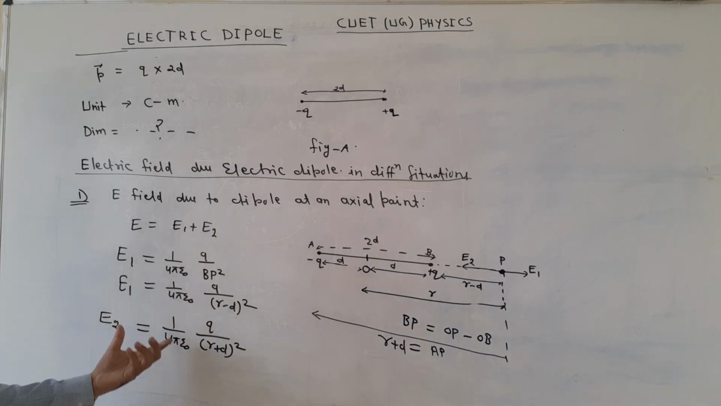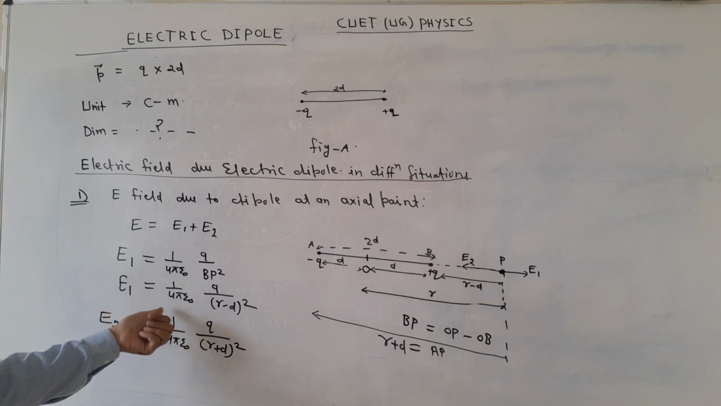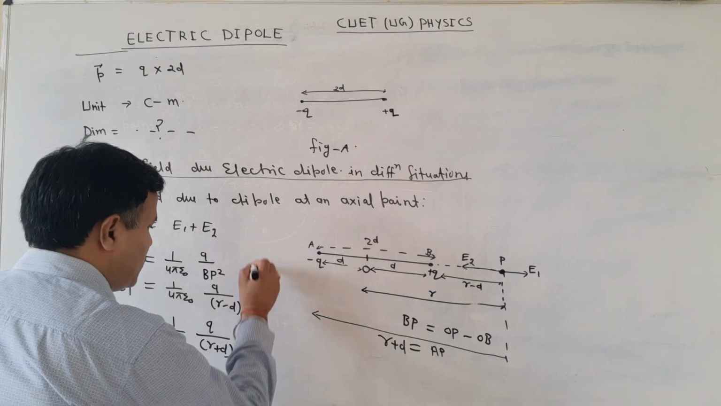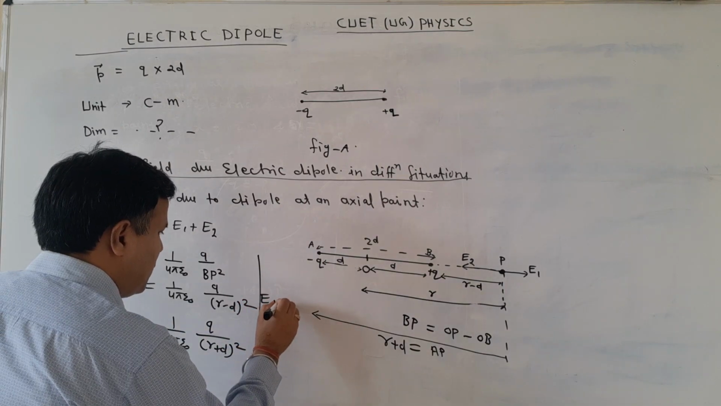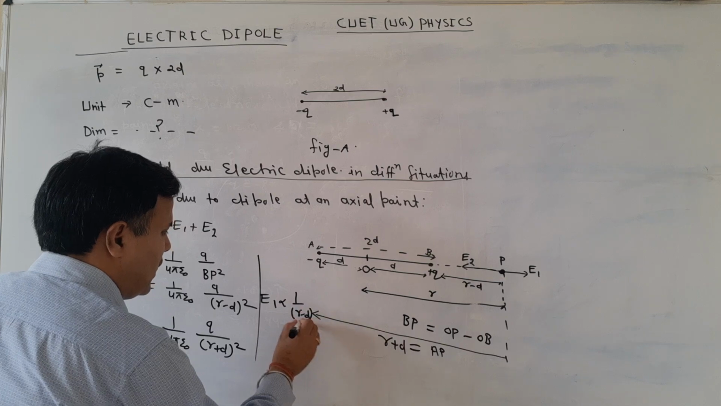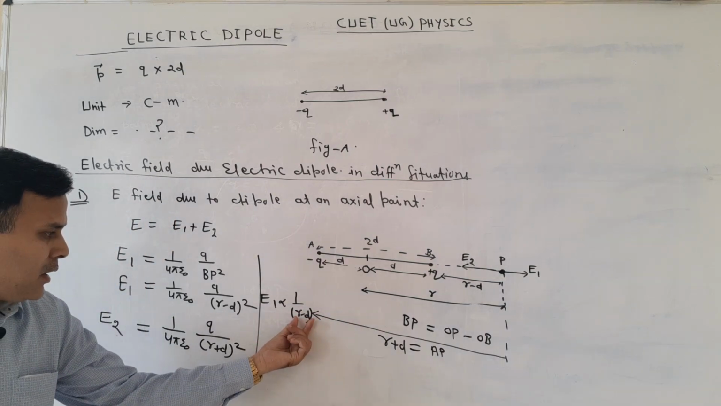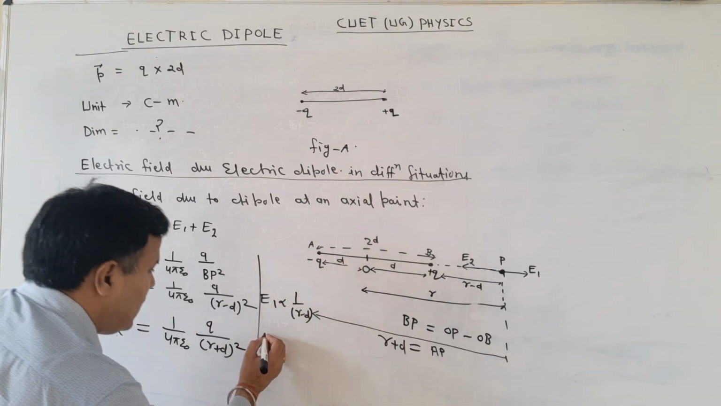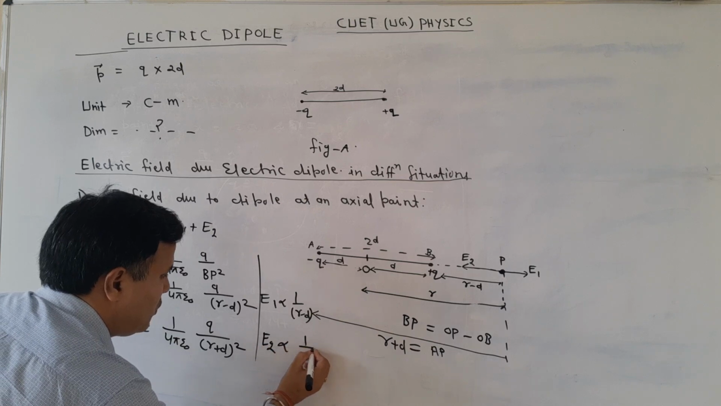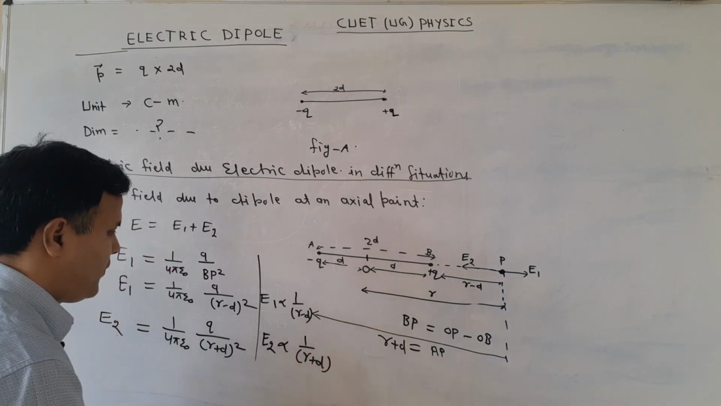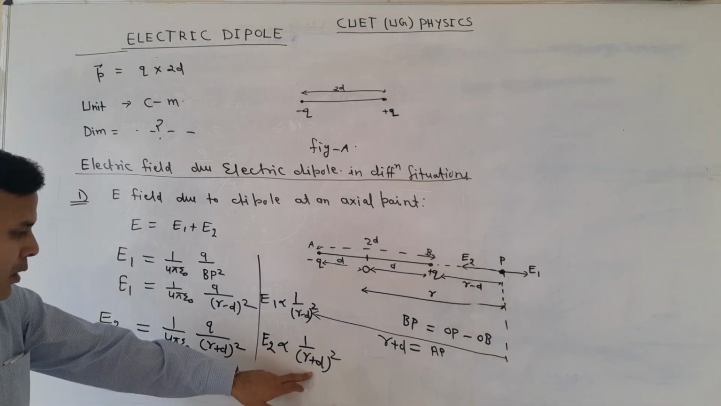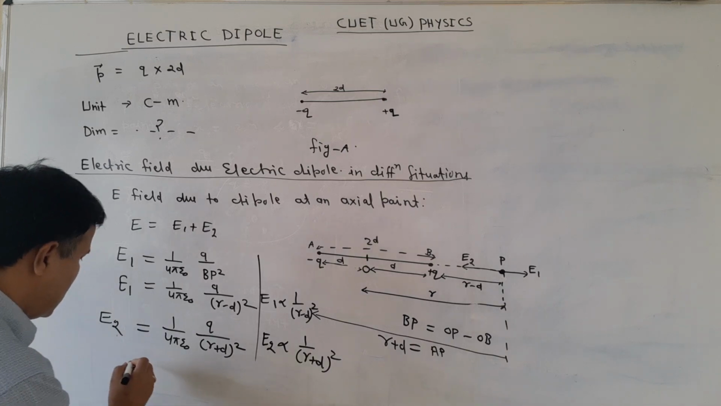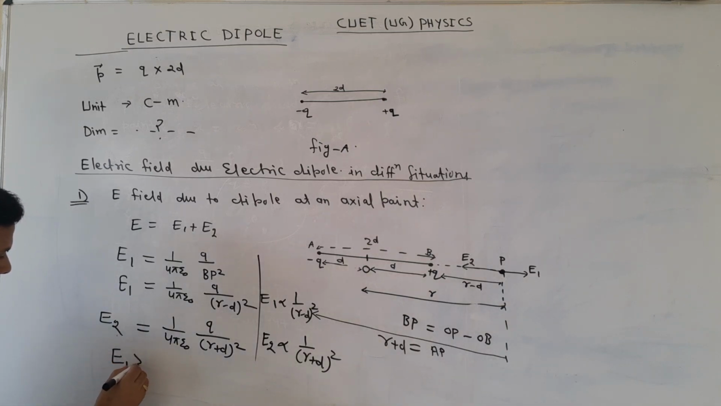From the equations we can conclude whether E1 is greater than E2 or E2 is greater than E1. What is the proportionality? E1 is proportional to 1 by (r minus d) squared, and this is the denominator term. If this is small, then E1 is large; if this is large, then E1 is small. And E2 is proportional to 1 by the square of (r plus d). Since r plus d is larger, E2 is smaller. So we conclude that E1 is greater than E2.